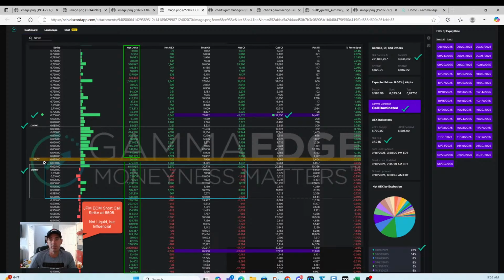And then to the downside, we see the transition levels. Obviously, these would continue to be supportive on any pullback, as we've really said for the past few weeks. So really no takeaway here. And we see the JPM end of the month short call strike 65.05. It is not liquid and not really influential heading into today.